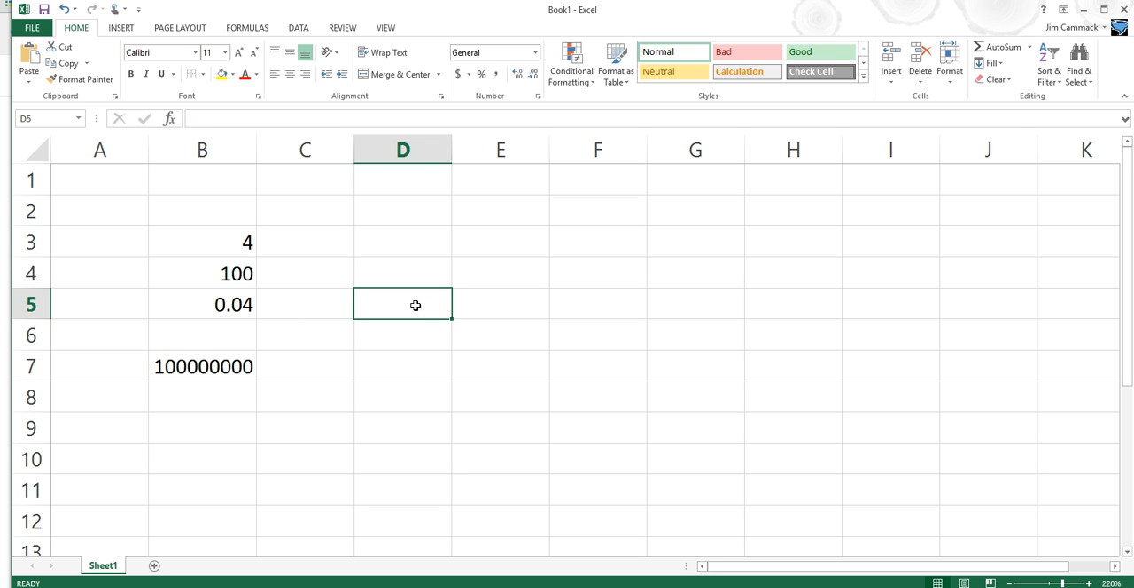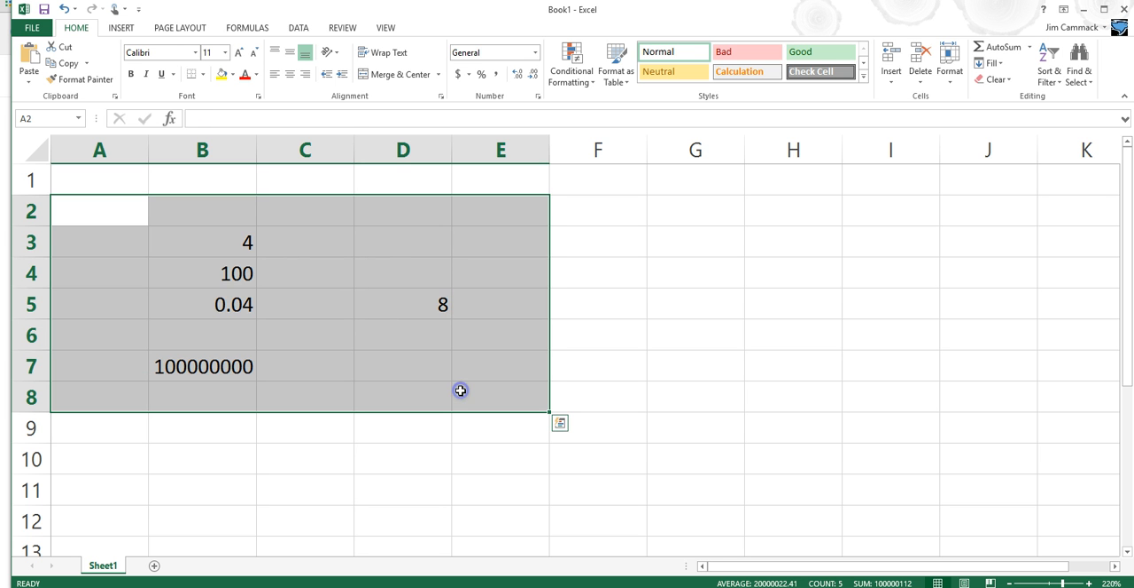Let's say I wanted to type in equal to 2, and I want to raise that to the third power. So that's 2 times 2 times 2, and that should be equal to 8, because 2 times 2 is 4 times 2 is 8. So that's saying multiply 2 three times. All right, so those are the basic mathematical operators.